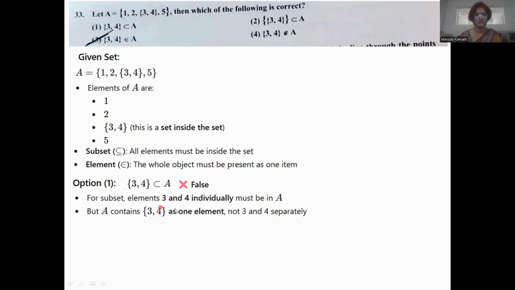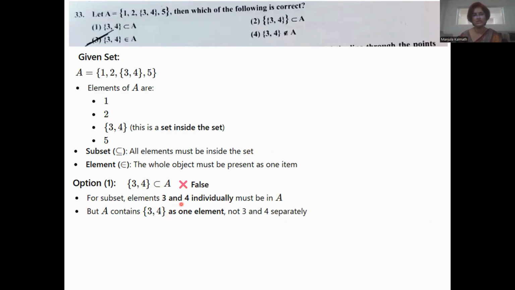It is a false 3 comma. What it will indicate is that 3 and 4 individually are elements of set A. That indication it will give, but it is wrong. Together it is a single element. That's why the first option will be wrong here.